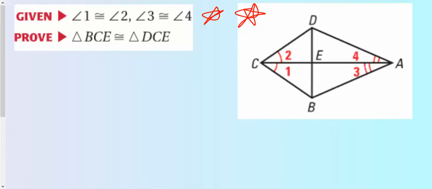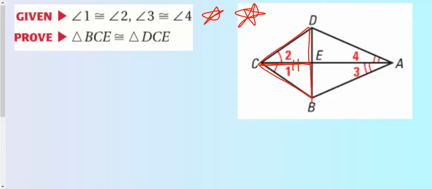1 and 2 are the same, 3 and 4 are the same. I want to show that BCE, this guy right here, is congruent to this guy right here. So I have a reflexive side right there and an angle 1 and 2, but I have nothing else. There's no other parts there that are congruent.